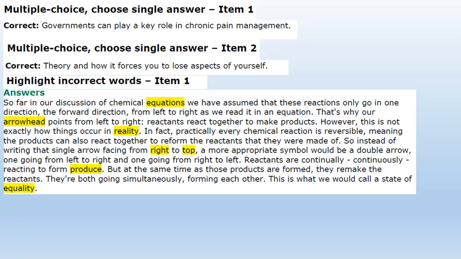Multiple choice, choose single answer. Item number 1, correct one is the government can play a key role in chronic pain management. Multiple choice, choose single answer. Item number 2, correct is theory and how it forces you to lose aspects of yourself.